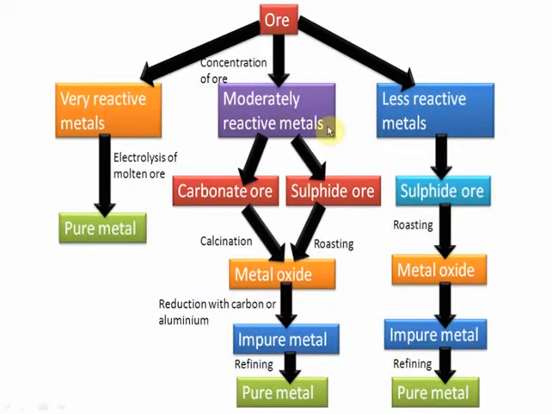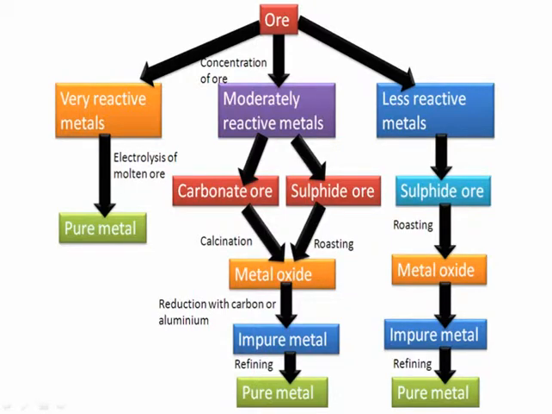Then we had come to the extraction of metals from their ores. We had learned that ores are first concentrated or purified. We had learned that very reactive metals are extracted by electrolysis. Moderately reactive metals are extracted by first heating them, and then reducing them with carbon or aluminium. When we heat carbonate ores, we heat them without oxygen. When we heat sulfide ores, we heat them with oxygen. We had also learned that less reactive metals like copper and mercury are extracted from their sulfide ores simply by heating.